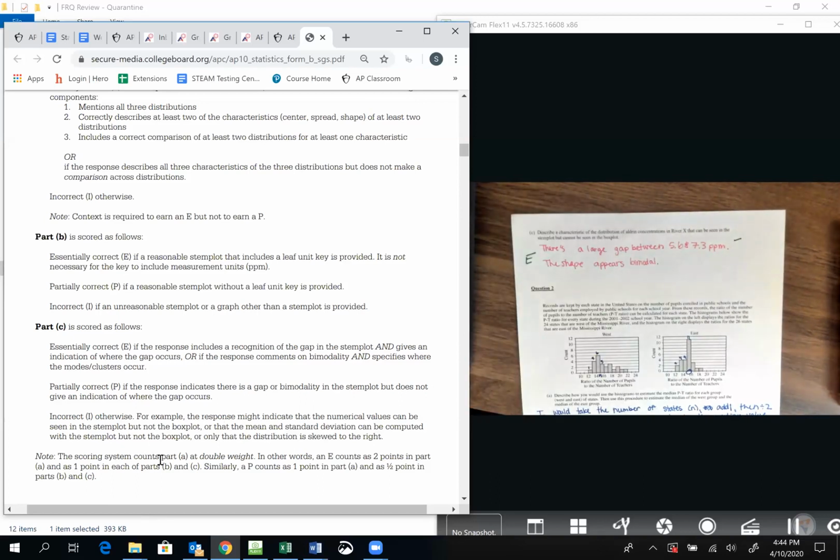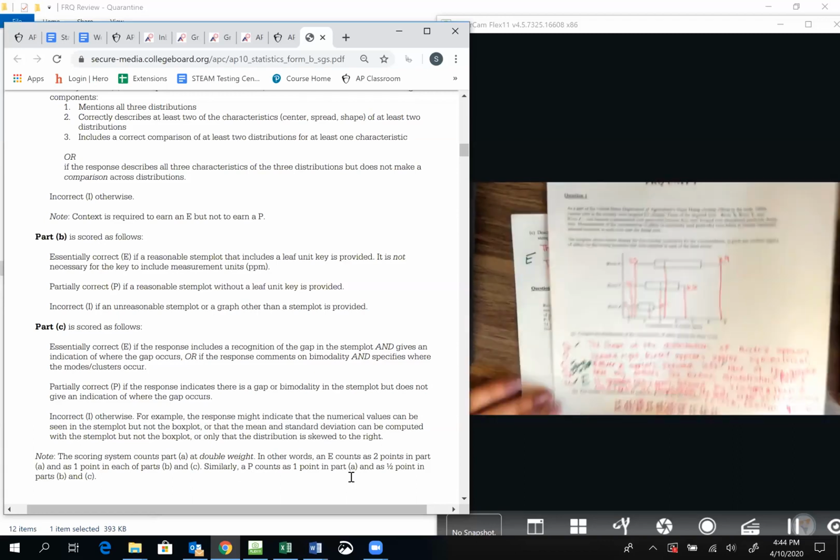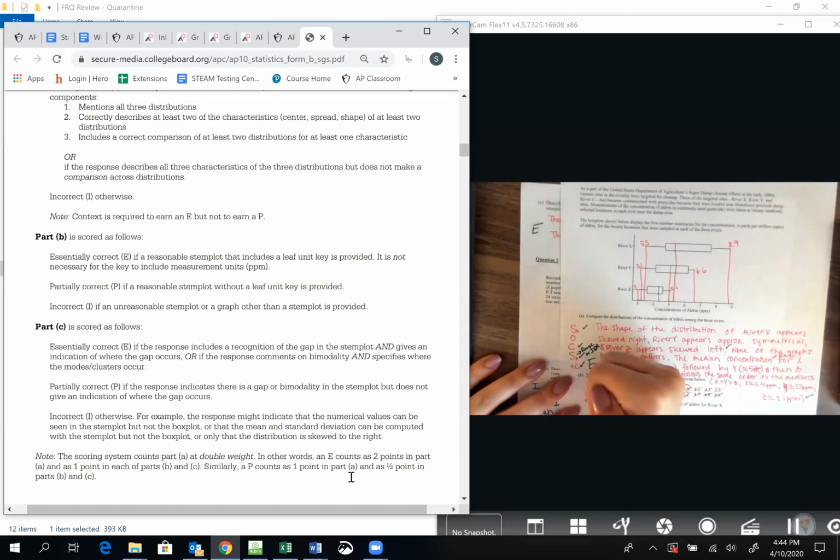So note the scoring system counts part A as a double weight. In other words, an E counts as 2 points in part A and 1 point in the other parts. Similarly, a P counts as 1 point in part A and half a point in parts B and C. So part A was worth twice as much as the other parts. So I'm going to go back to part A and I'm going to put times 2.